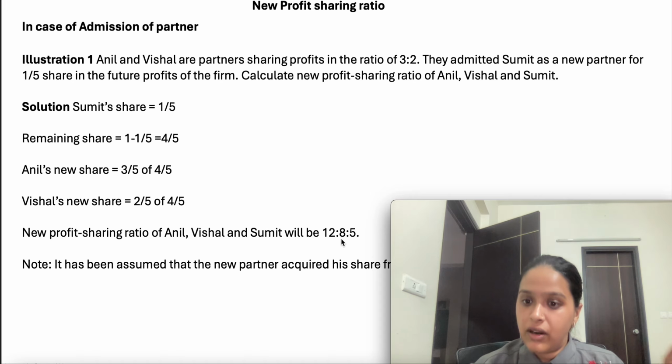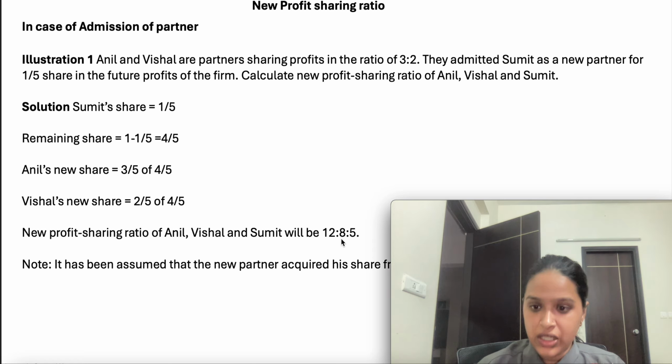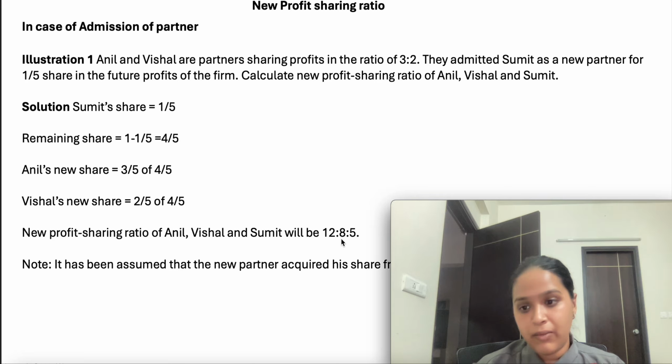Okay, so the main focus point is that since in the example they have not mentioned in which ratio Anil and Vishal have to distribute the remaining profit share, we have to assume that they will absorb or divide that profit share in the existing profit sharing ratio only. Okay.